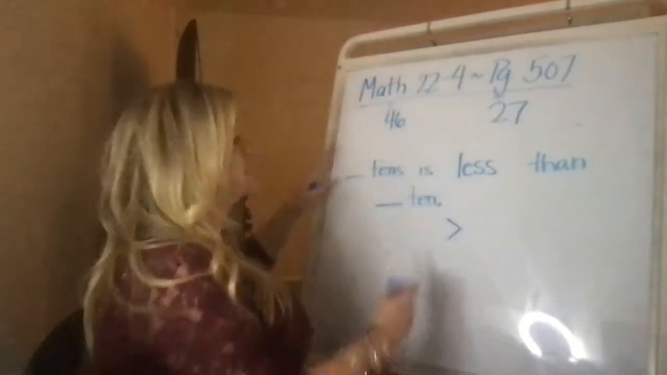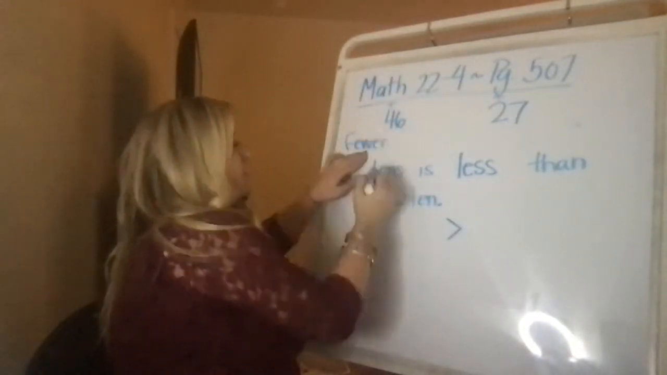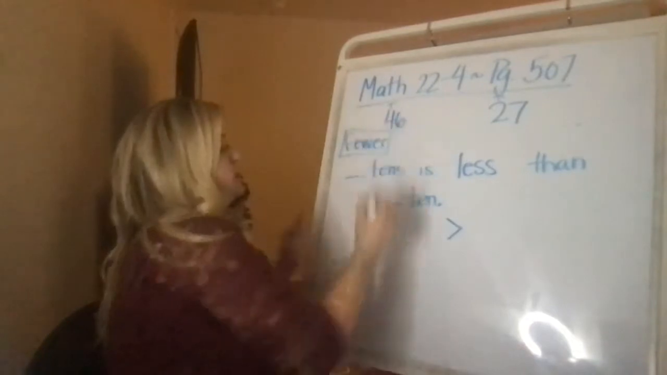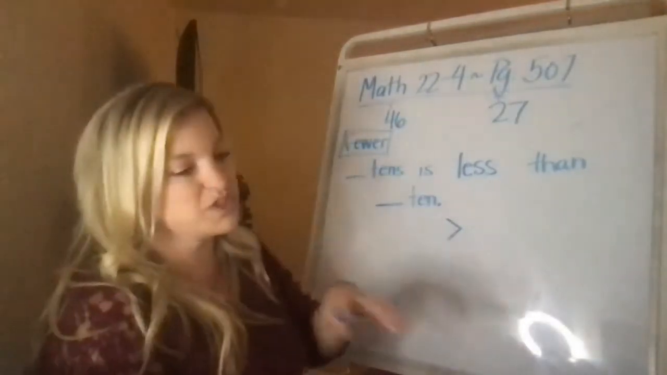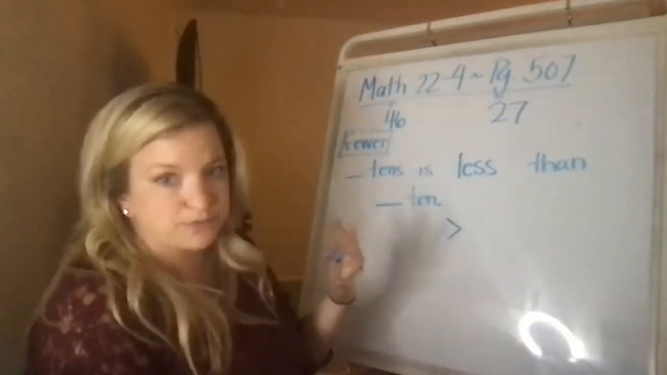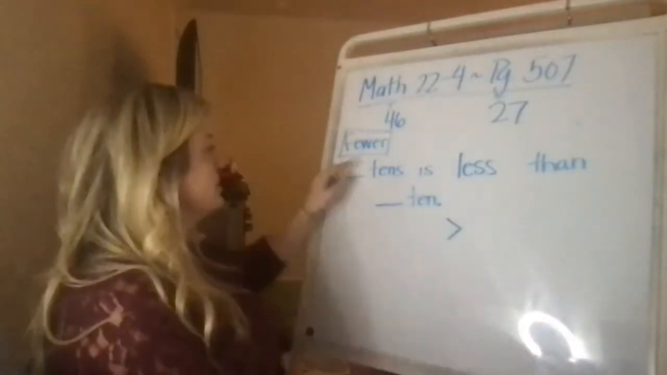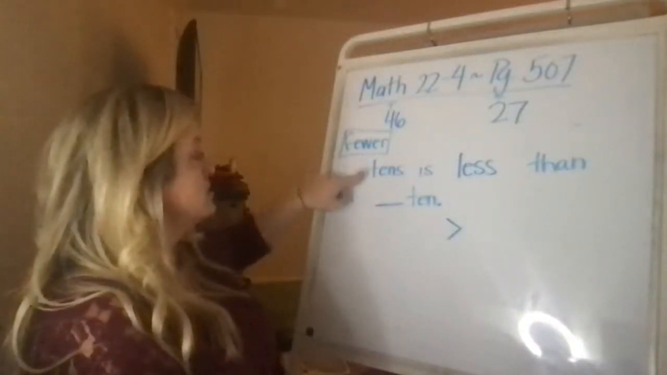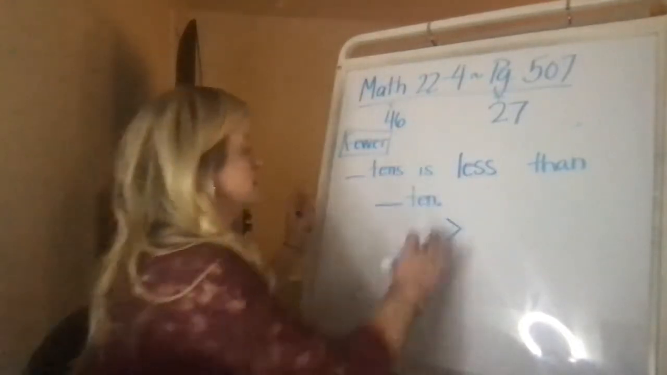Now you have to read what it says. It says fewer. Fewer is your word clue. Not that you're going to subtract. Normally, yes, fewer, more than, greater than, different, in all, those will tell you what you're going to do. But remember, boys and girls, this week, you're not adding, you're not subtracting, you're just comparing which one's greater, which one's less. So it wants to know which one's fewer. So blank tens is less than blank tens.